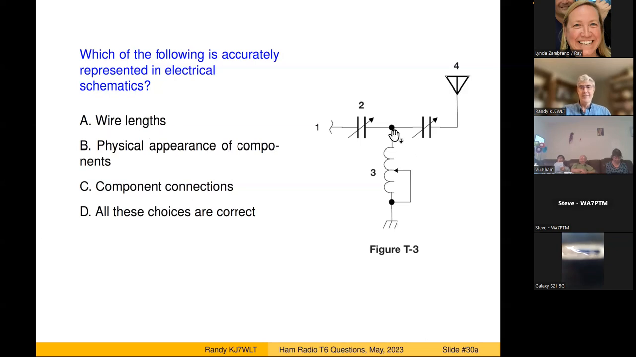Also, the wire lengths, the distance between things, isn't necessarily to scale in these schematic diagrams. Things are just placed so that you can see everything clearly and you can see how they're connected together. So what is really important is how they're connected together. So the component connections are what you're really able to see in a schematic diagram. And that's the only thing that the schematic diagram, at least from this list, tries to show you: what the components are and how they're connected.